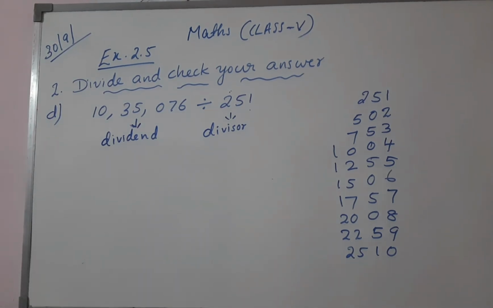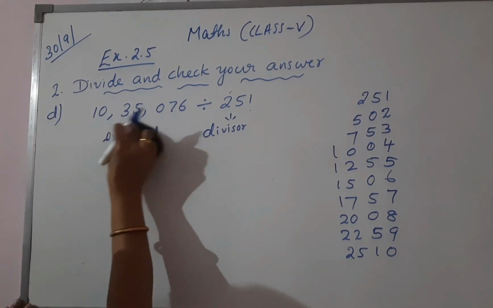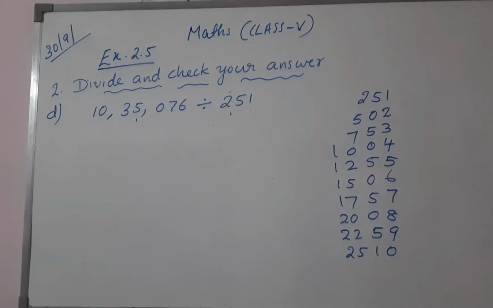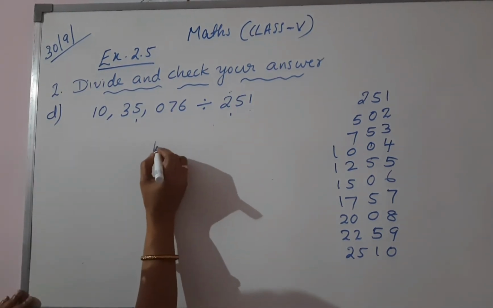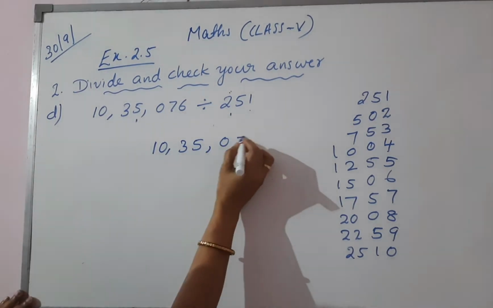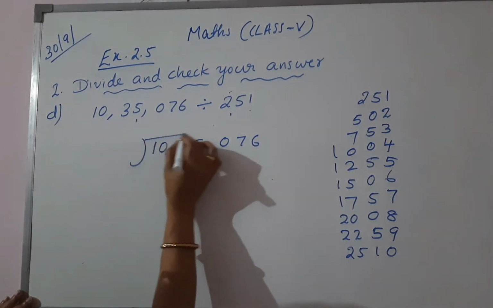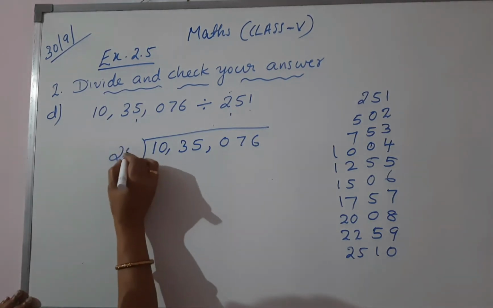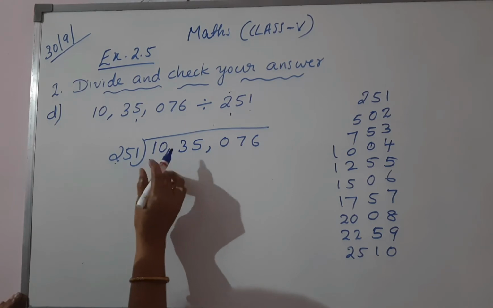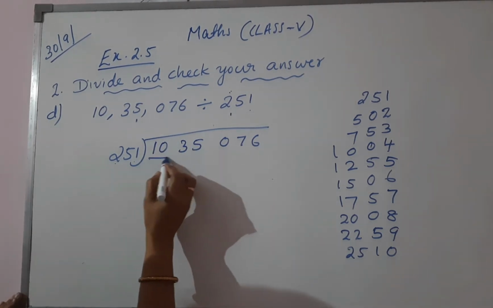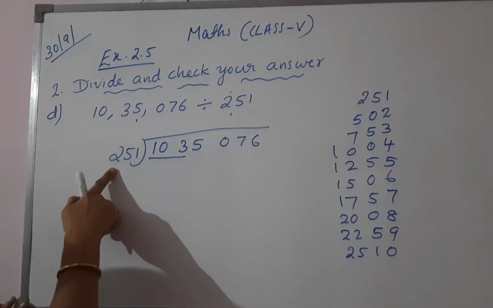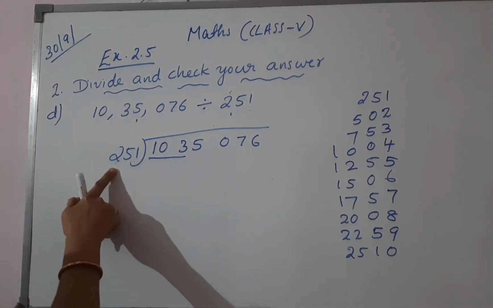So dividend and divisor, all of you know that from second class onwards you are studying the same. So now the dividend we can write: 10,35,076 divided by 251. So here it is a 3-digit number, so here also we have to take a 3-digit number. After taking a 3-digit number, 103 is coming. 103 is less than 251. So division is not possible.